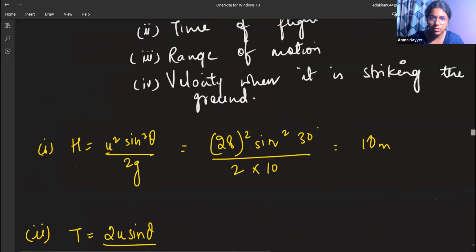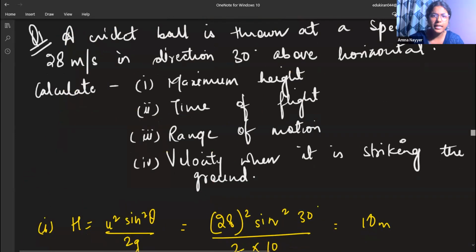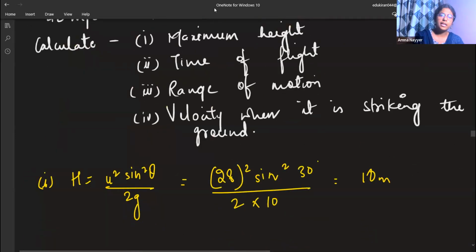Note down this question, its solution. I think question all of you must have written. If someone wants me to scroll up, let me know. Sarah written? Question? Yes, ma'am.